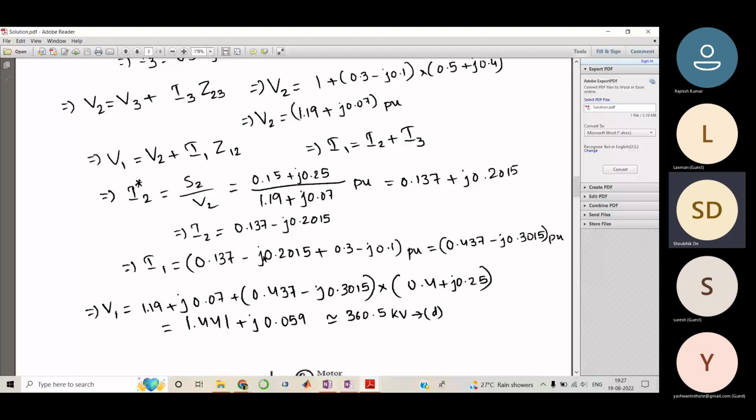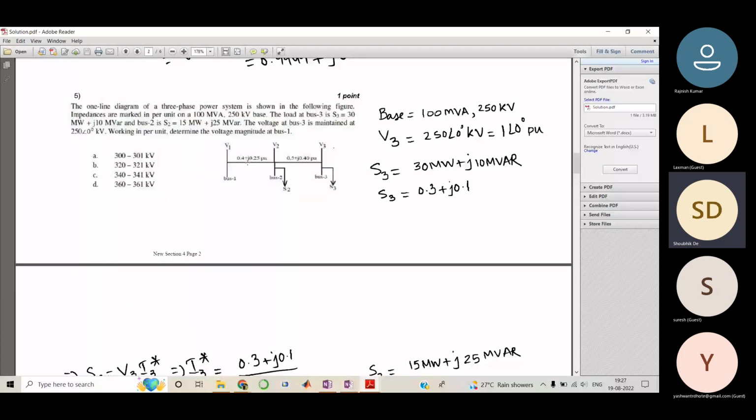Now again, we fit in this formula. We know what is V2, which we calculated here. So this is 1.19 plus j0.07 plus this current into this line's impedance, which is 0.4 plus j0.25. So if you carefully do this, it comes out to be this value.